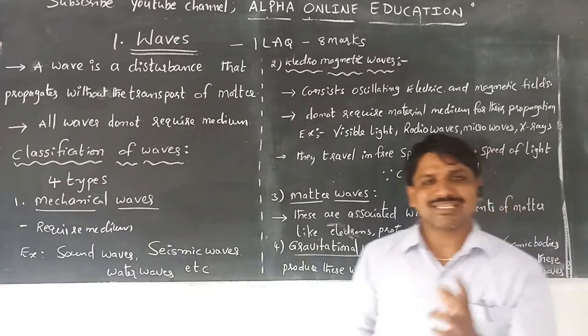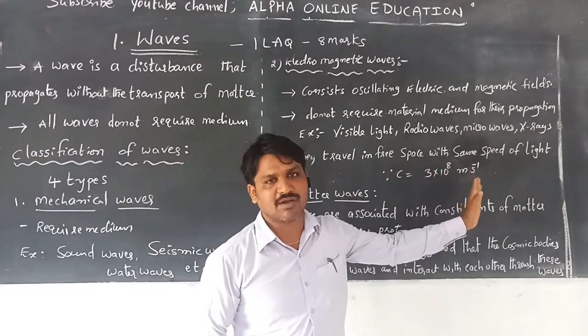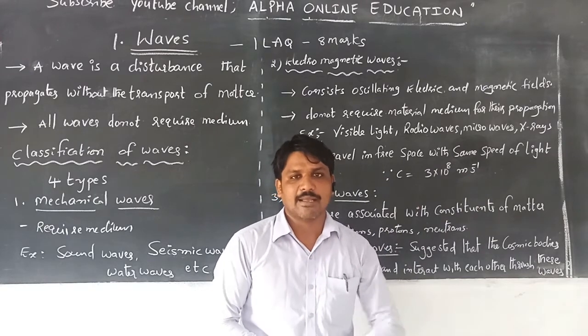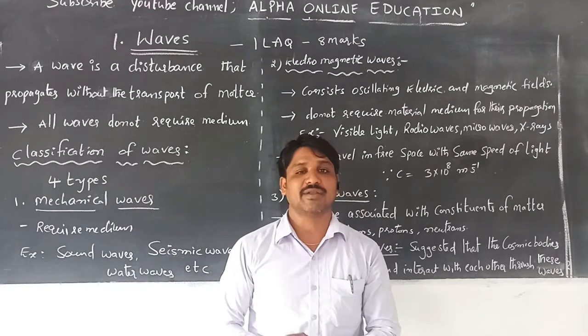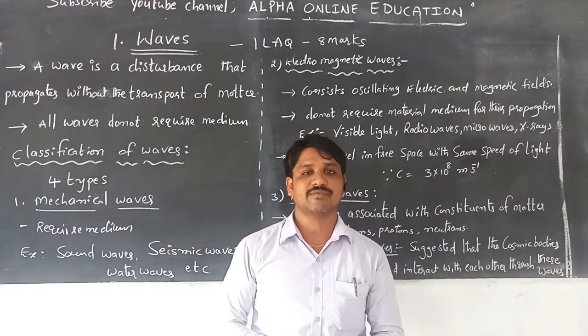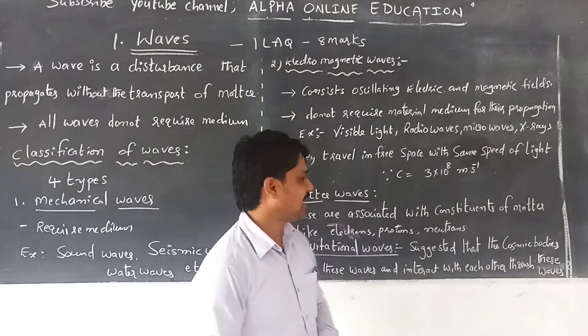They can move with the speed of light, which is c equal to 3 into 10 to the power of 8 meter per second. That means X-rays, gamma rays, and at the same time radio waves and microwaves, all these waves move with the velocity of light.